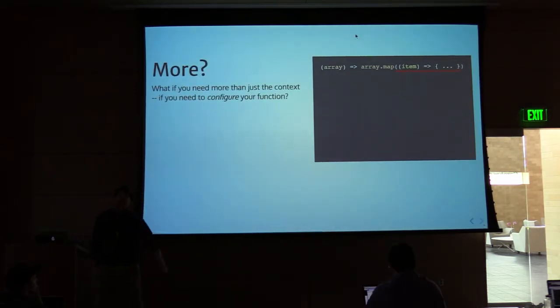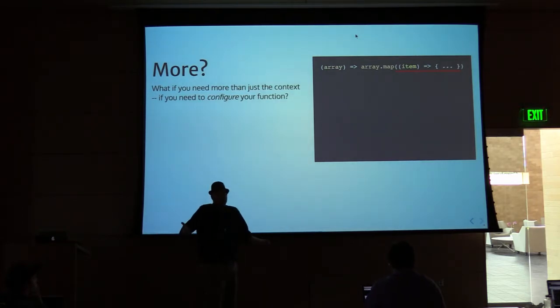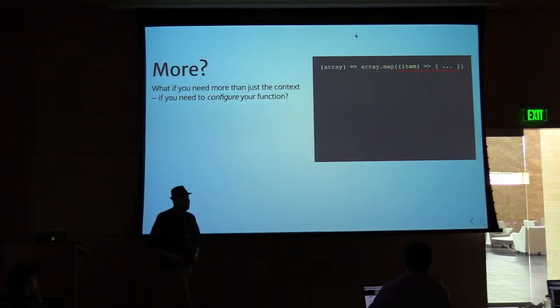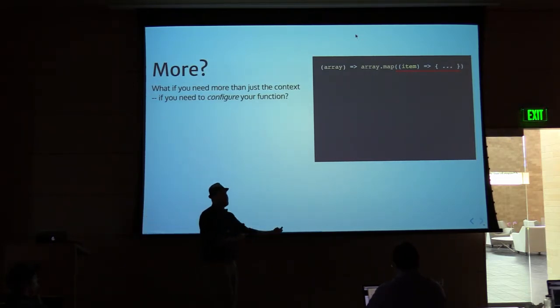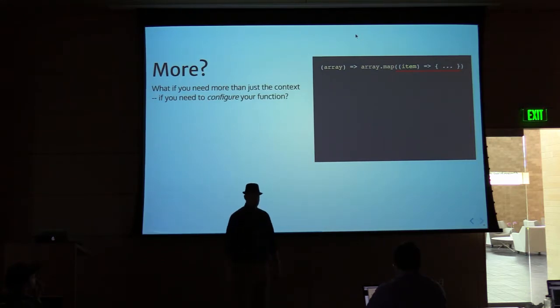What if you need more information than just the context, though? Like, say, maybe you're using map. What is another piece of information that is needed in order to perform your mapping? I'll give you a hint.